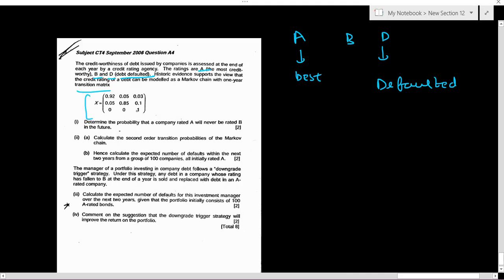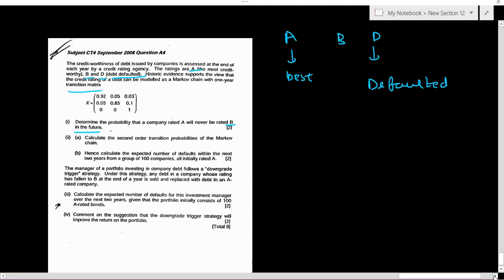So they've given us a Markov chain with the 1 year transition probabilities as follows, and they're asking us to determine the probability that a company rated A will never be rated B in the future, okay? So that's what they're asking us the probability for. So what is the probability that if a company is currently rated A, it will never be rated B in the future? It can be directly rated C, but it can never be rated B. Okay, that's the probability I'm trying to assess. Okay, so how do I do that?